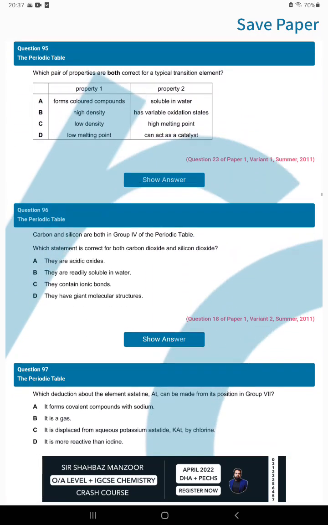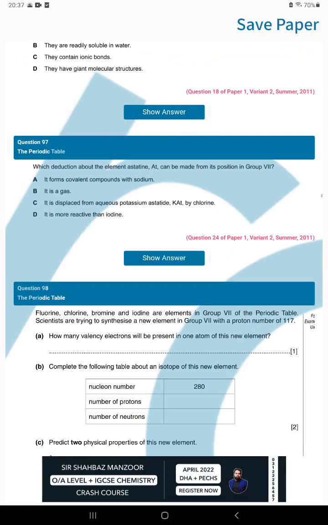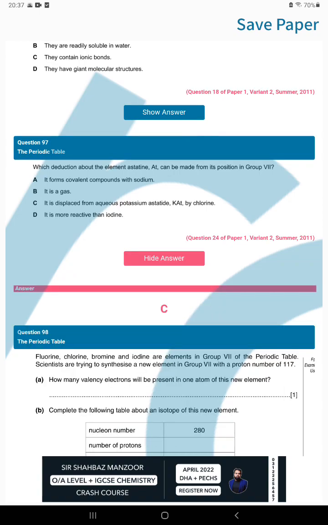Okay, that's the last question we can do, and then that's it for today. Which deduction about the element astatine can be made from its position in group 7? I think we've also done it, but it is C. It is displaced from aqueous potassium iodide by chlorine.